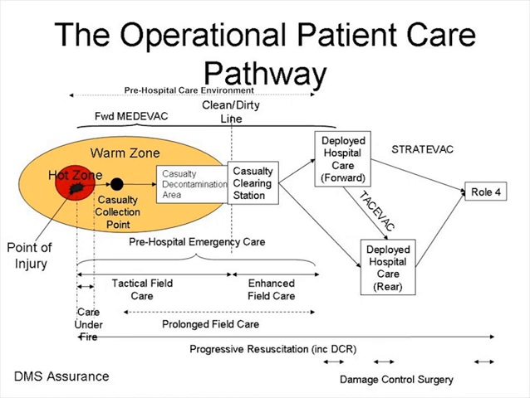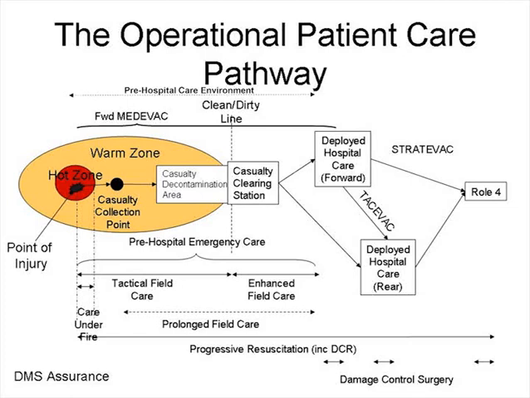Conceptually, the clean-dirty line for the handover of casualties from the casualty decontamination area is likely to be the edge of the warm zone, with the casualty clearing station probably outside the warm zone. The area outside the warm zone has not been explicitly labelled. There may be potential threats to health service support system, but these are not sufficiently specific to extend the radius of the warm zone.